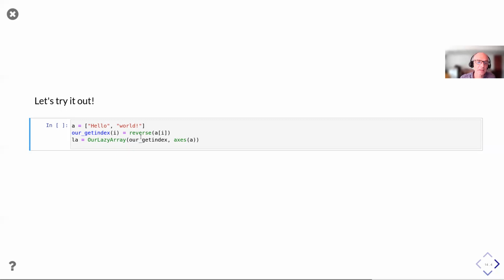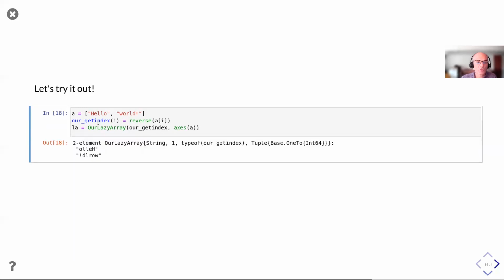And then let's create a lazy array out of this. So we're going to pass in the function, and then we pass in the shape, which is just the same as the shape of the parent array. And if we run this code, the Jupyter Notebook will print the final value here, and you can see we've got a 2-element array. It's now a lazy array, so the specific type of array we created. This means it has strings again as its element type. It's a 1-dimensional array, and so on. And you can see, indeed, it has reversed all of those strings.